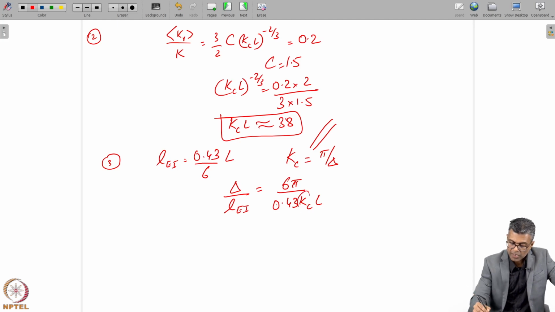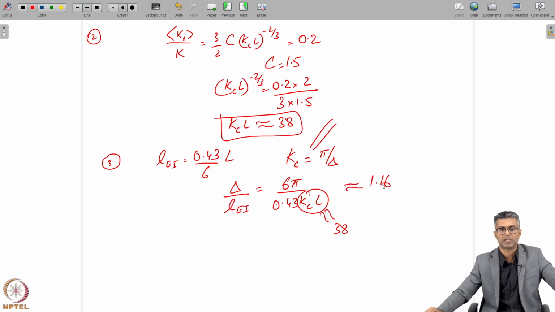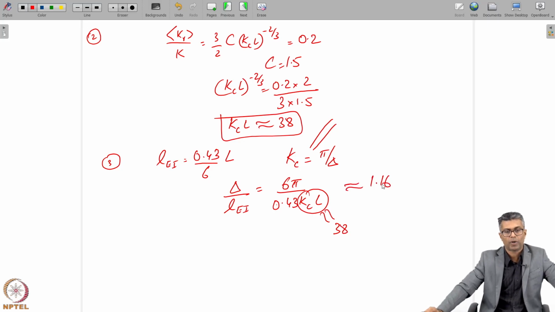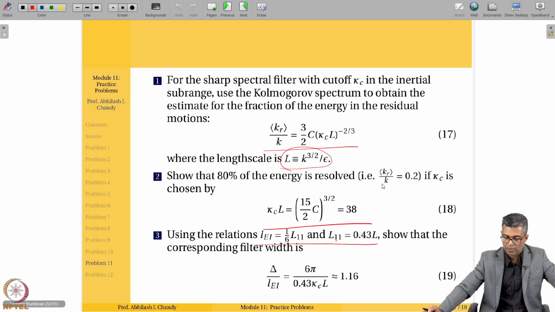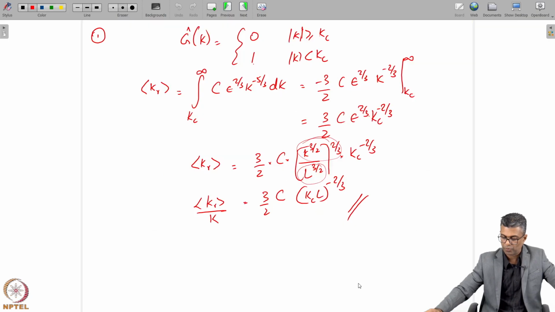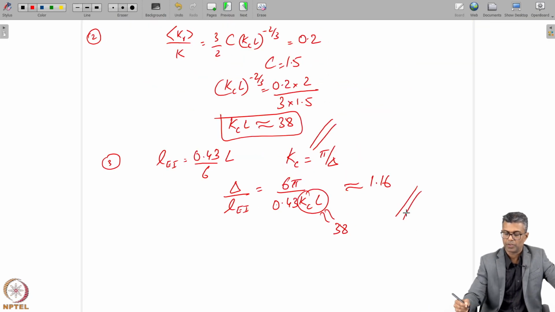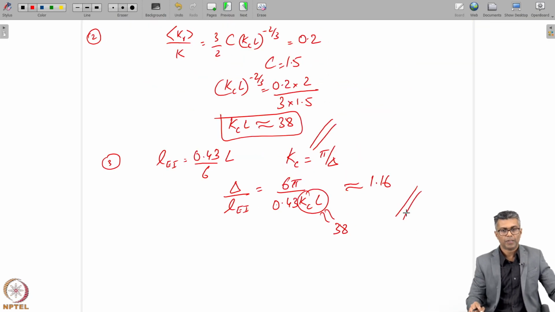And now kappa c L is approximately equal to 38. If I plug that value in, I get this value to be approximately 1.16. So delta over L_EI is 1.16. And hence proved, right? That is what I had to prove. It's proved. So I hope this was clear too.